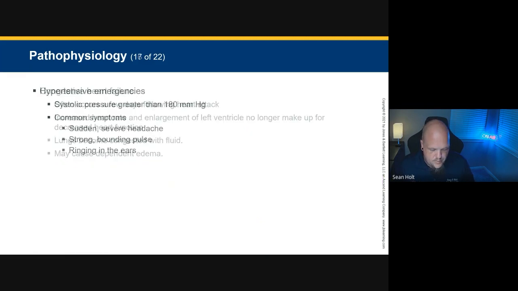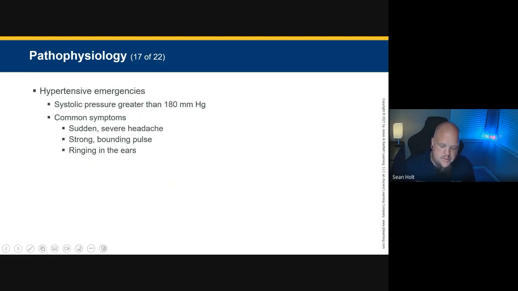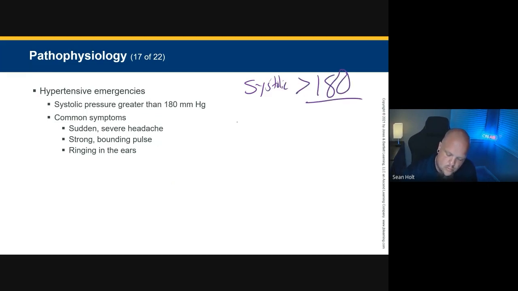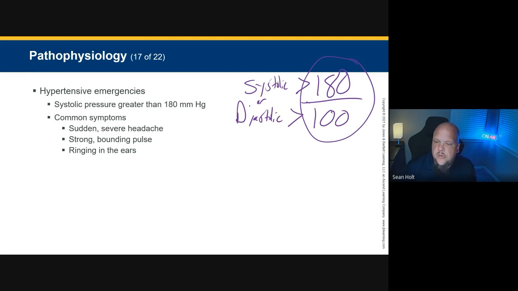All right. Hypertensive emergencies. This is when the blood pressure is greater than 180 millimeters of mercury. So systolic greater than 180 or diastolic greater than 100. All right. So those are the numbers that start to make us nervous when we check a blood pressure and see them.